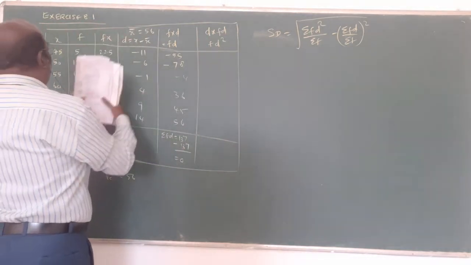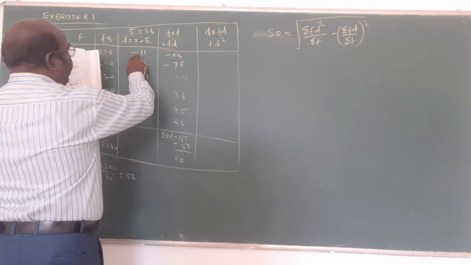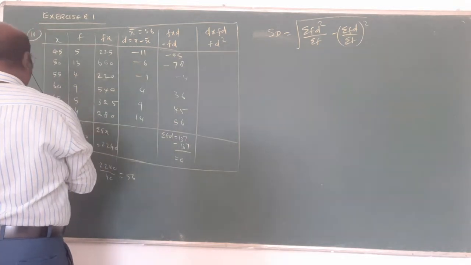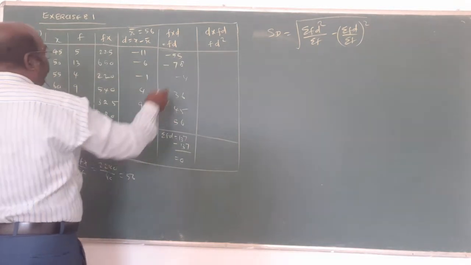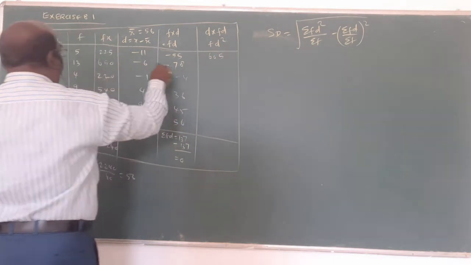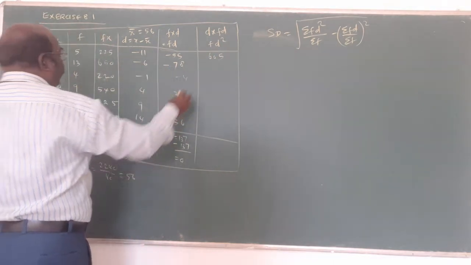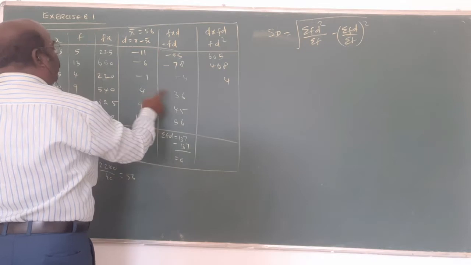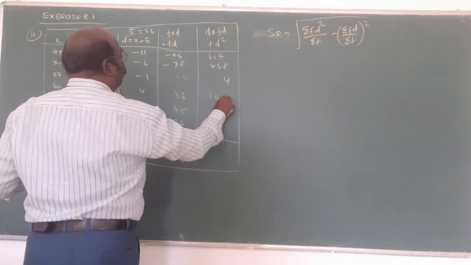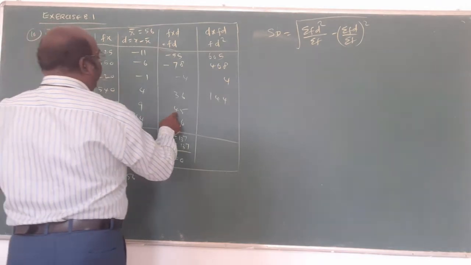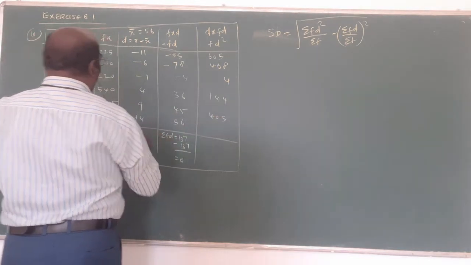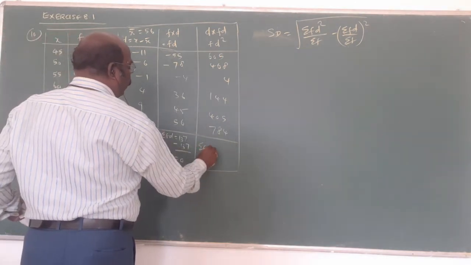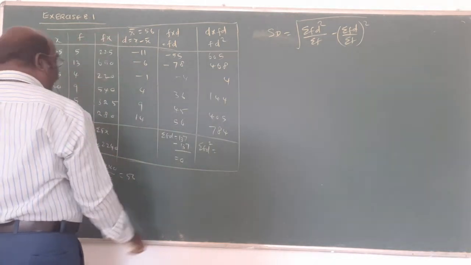Now you want to remove these two columns. Which columns? D into this column, d into fd. Multiply both. Minus into minus plus, 11 into 55, we get 605. Minus into minus plus, 6 into 78, 468. Minus and plus, 1 into 4, 4. Both are positive. Multiply 144. Am I right? 5 into 45, this is 405. 14 into 56, multiply 7 into 4. This is called sigma fd square. All are positive, so we will add.